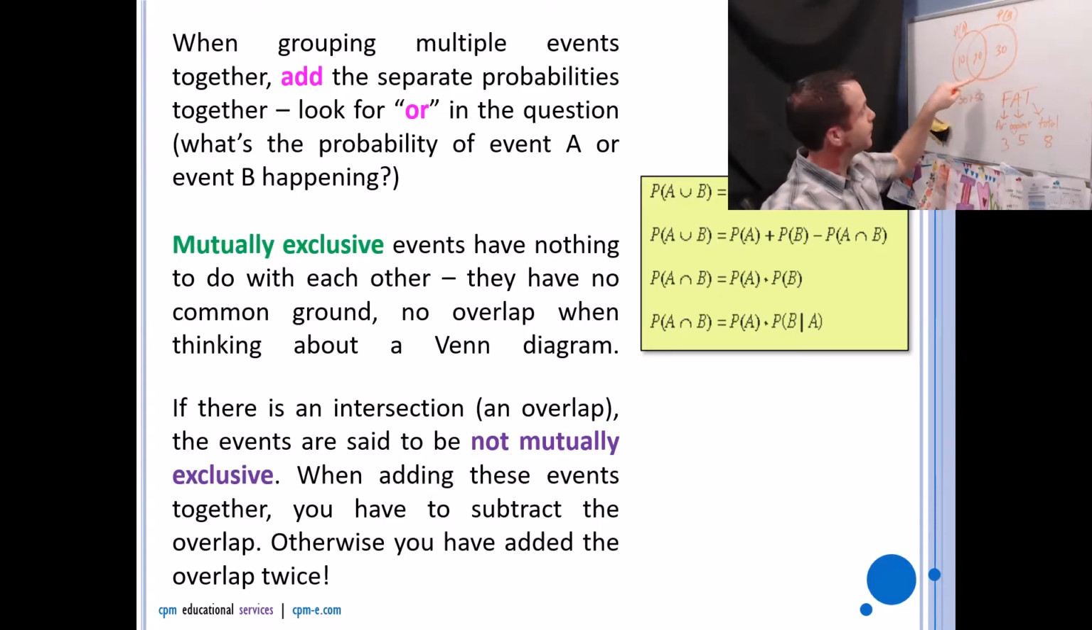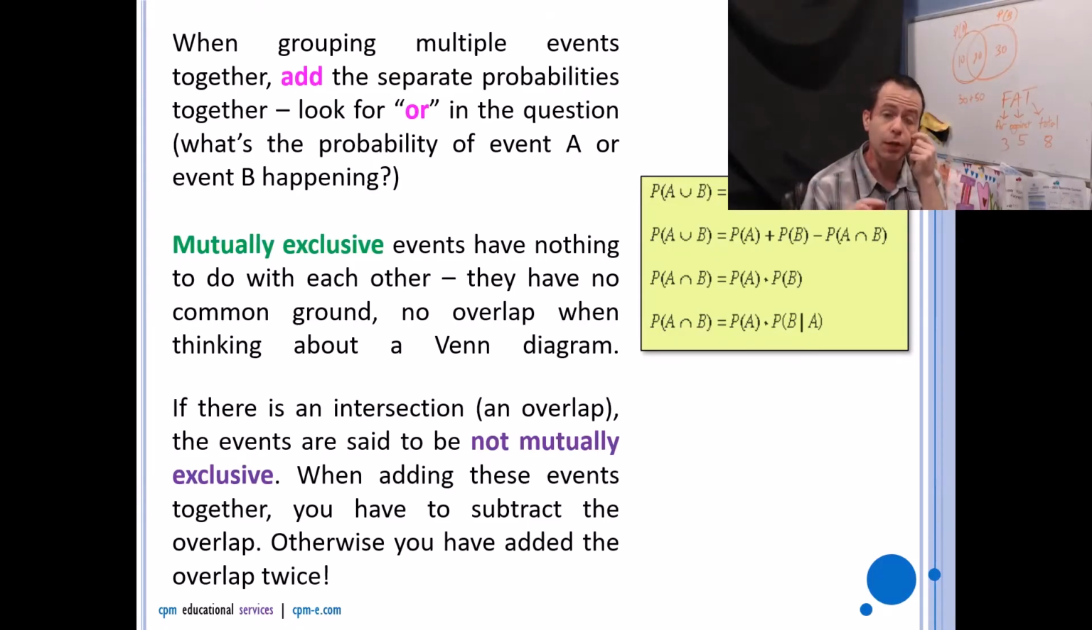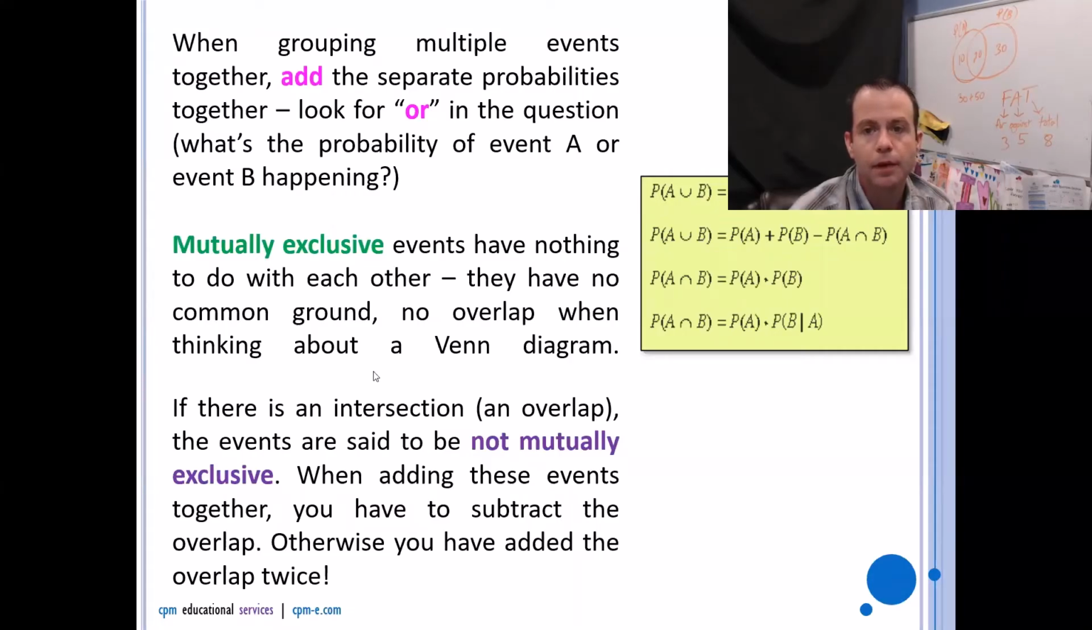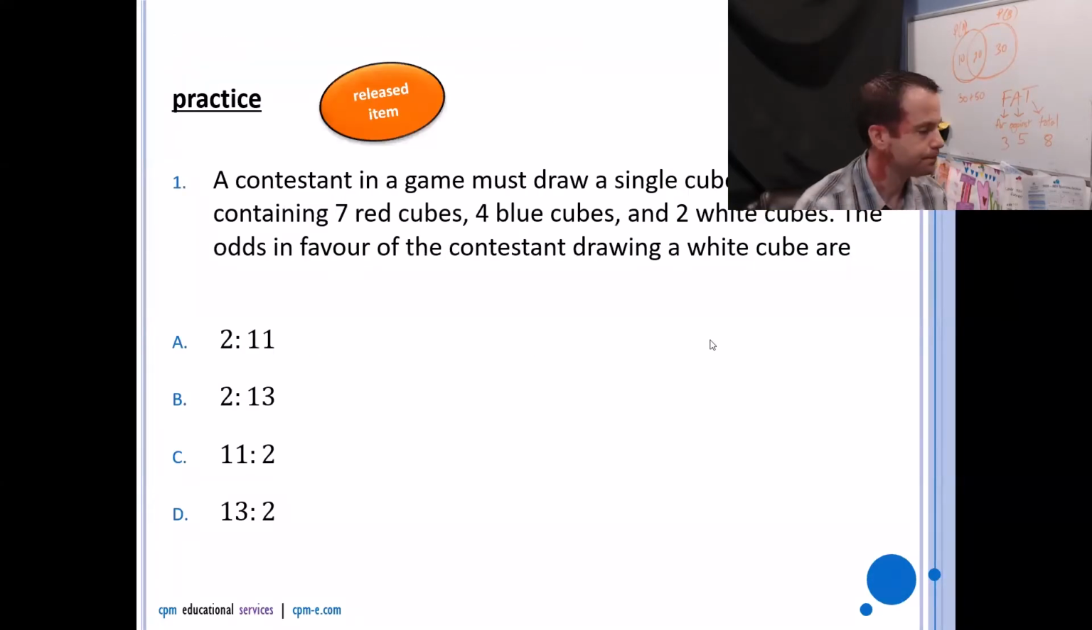Okay, and what happened is because I added this circle and this circle together, I actually added that overlap 2 times. So what I have to do is I have to add the probability of A with the probability of B, but then I have to take away an intersection. And the reason I'm taking away an intersection is because I've counted that intersection twice, okay? And that's where this formula here is coming from, okay? This is the probability of not mutually exclusive events, and I'm subtracting that overlap.